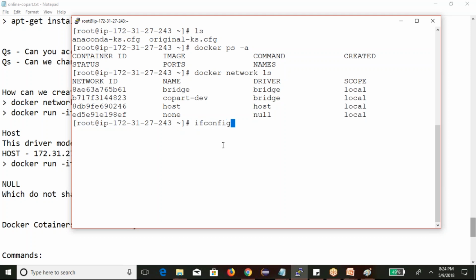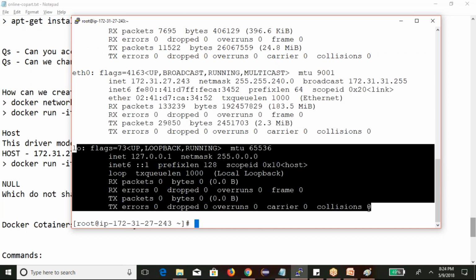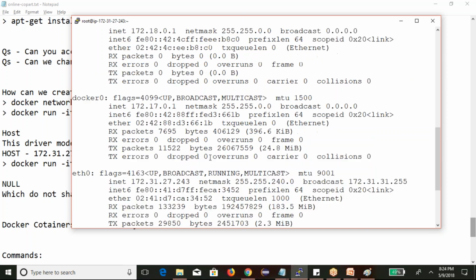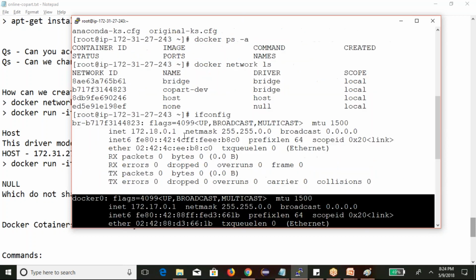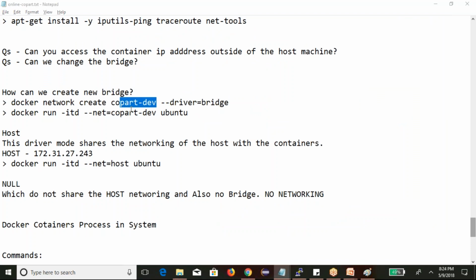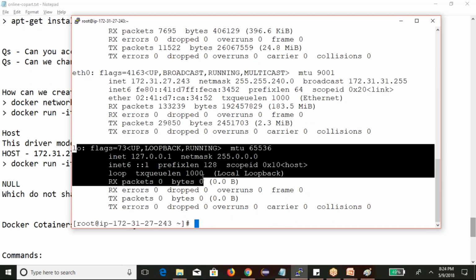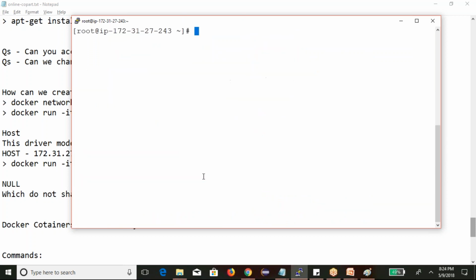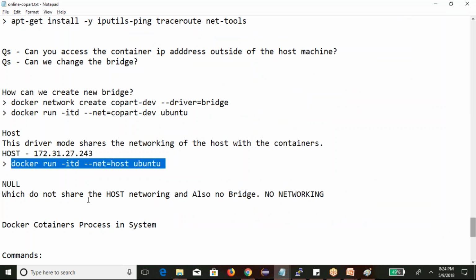Look at this, ifconfig. This eth0 is for my EC2, lo is the loopback interface. Docker0 is one of the bridges, and this is the other bridge, which I created in front of you here. So you have 2 virtual bridges in total, and 1 Ethernet interface. So 4 altogether, nothing new here. Now I am going to create one more container.